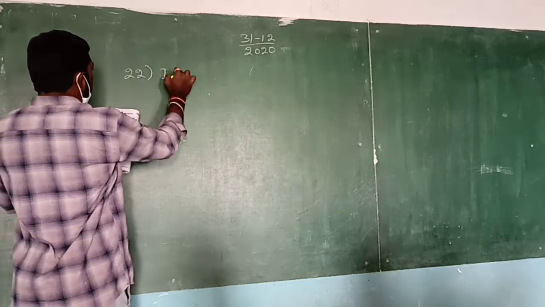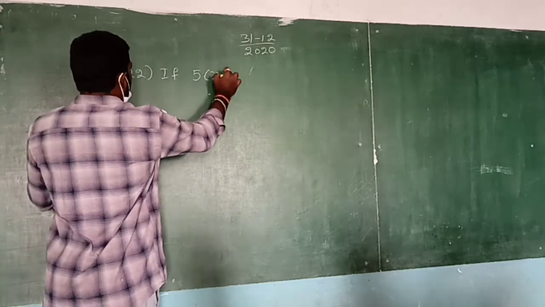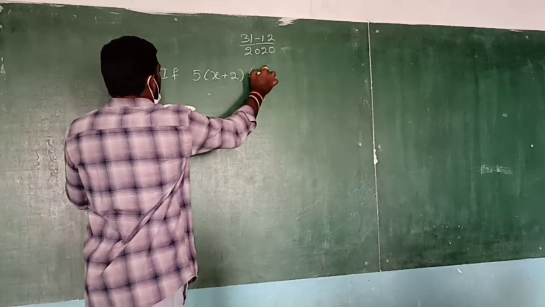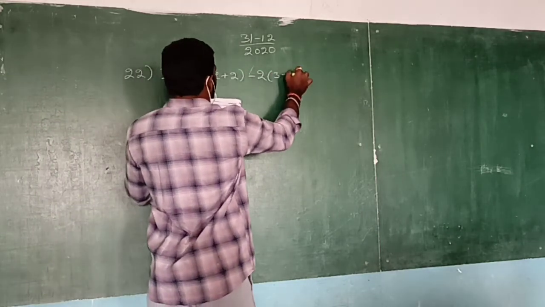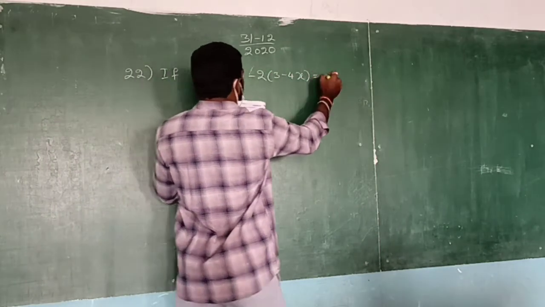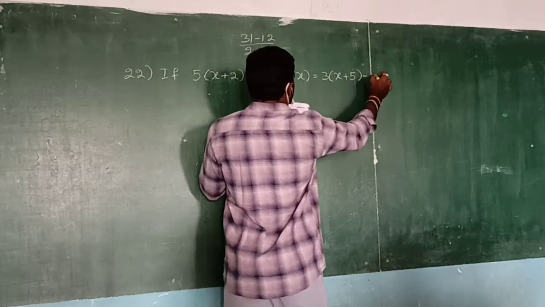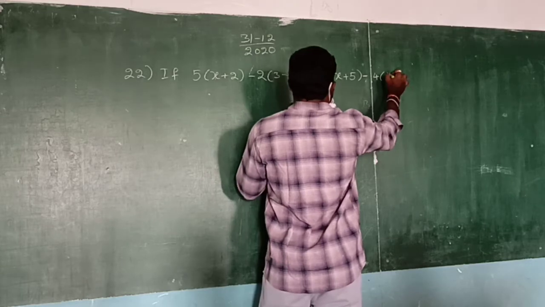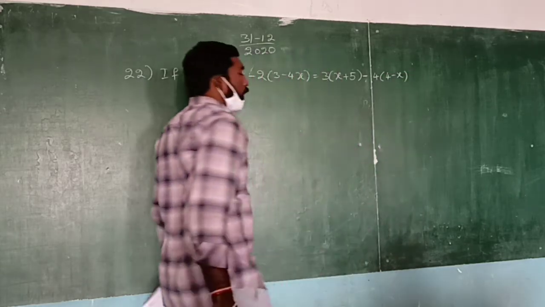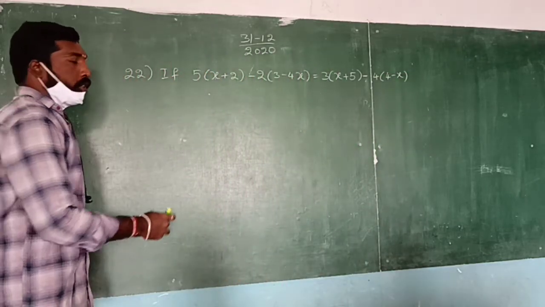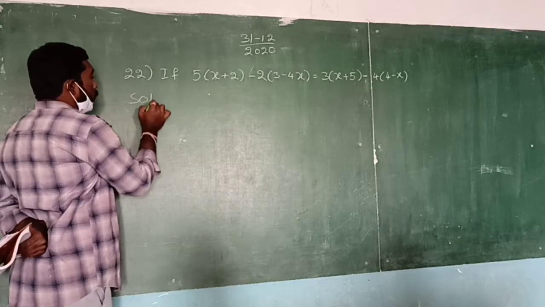Question 22: if 5 of x plus 2 minus 2 of 3 minus 4x is equal to 3 of x plus 5 minus 4 of 4 minus x, then what is the value of x? That is the question. So what do you have to do?